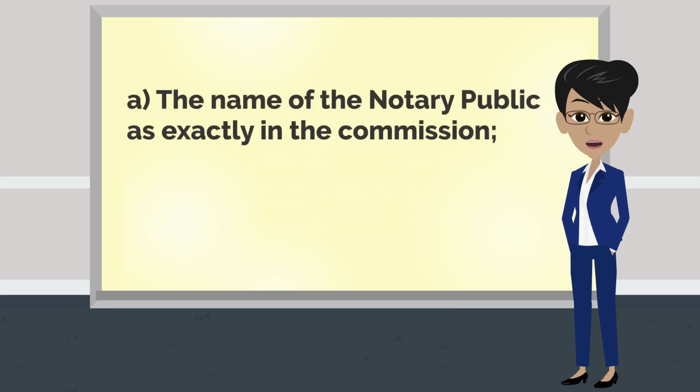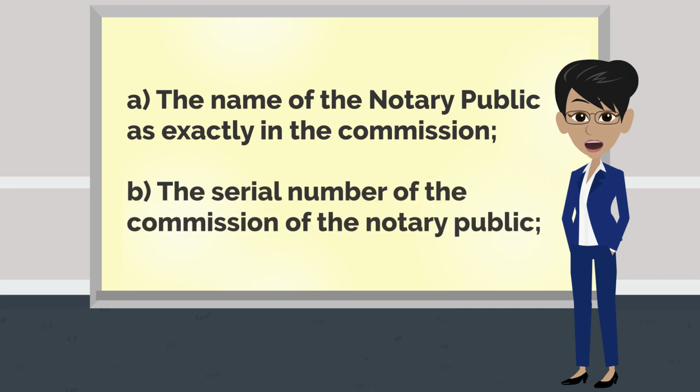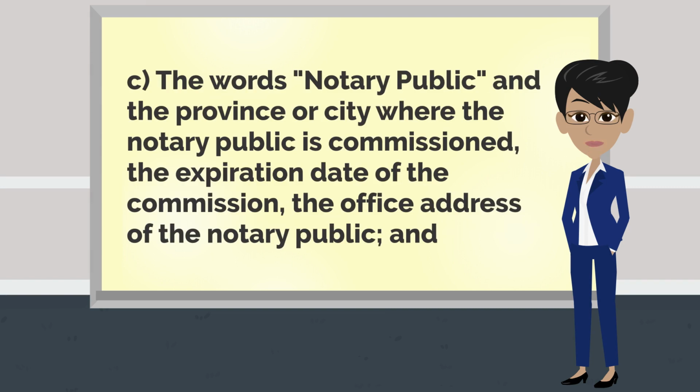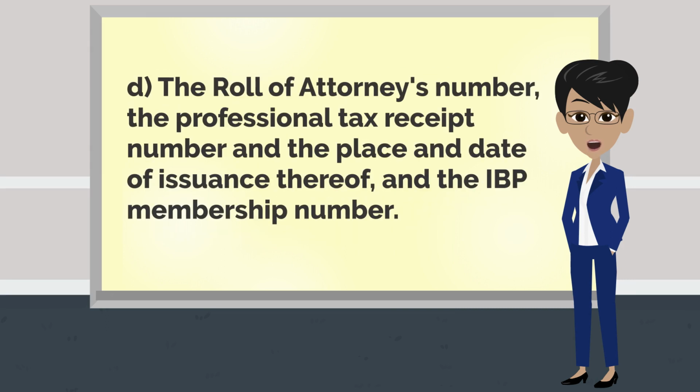A. The name of the notary public as exactly in the commission. B. The serial number of the commission of the notary public. C. The words "notary public" and the province or city where the notary public is commissioned, the expiration date of the commission, the office address of the notary public, and D. The roll of attorney's number, the professional tax receipt number, and the place and date of issuance thereof, and the IBP membership number. You must not forget also the MCLE compliance number.